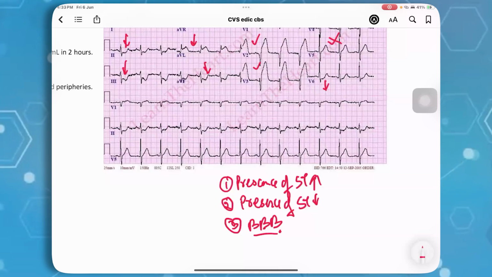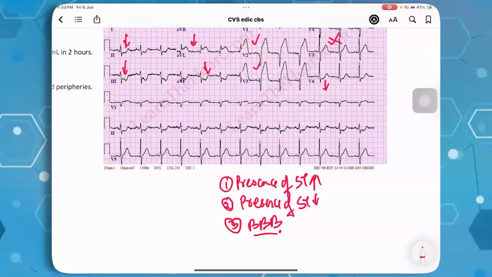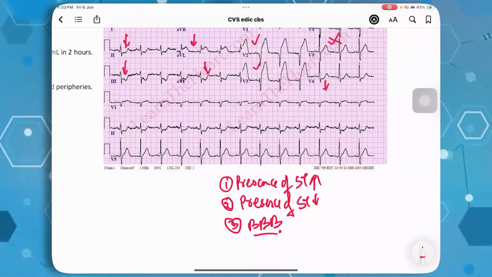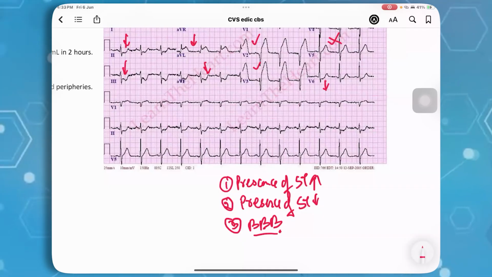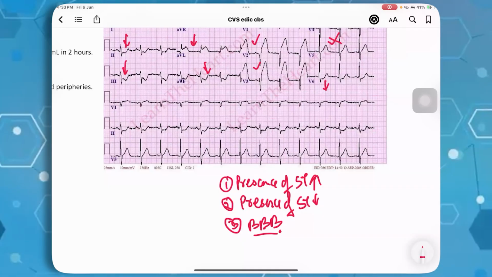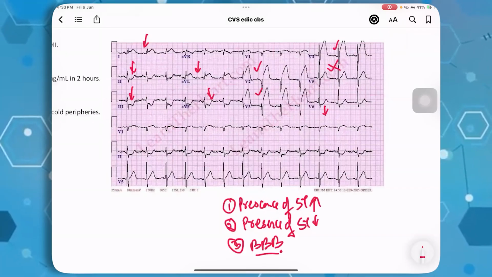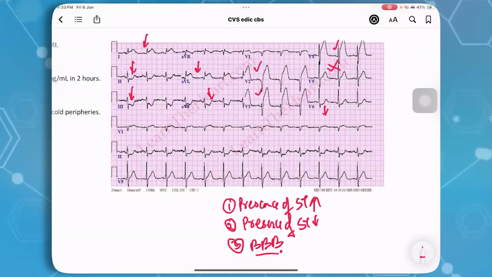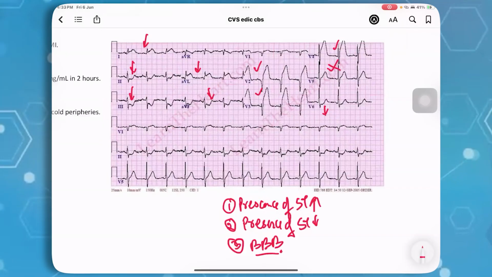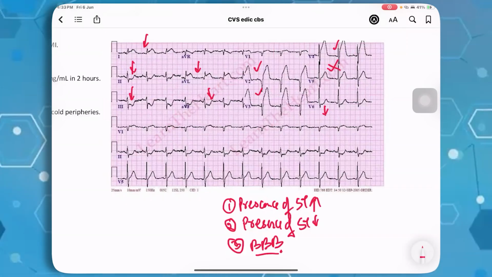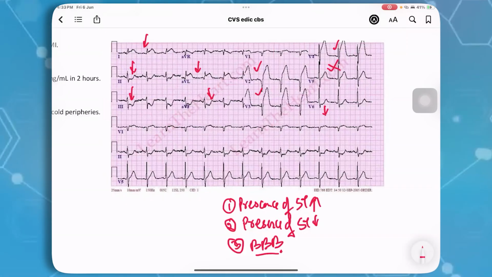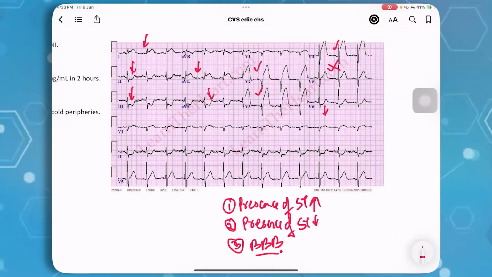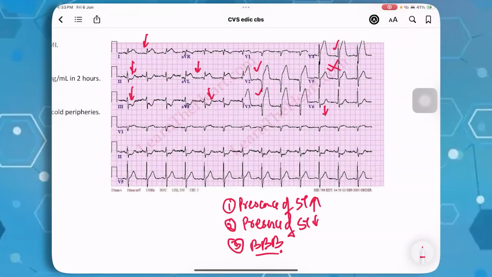So if ST elevation is present and ST depression is also present, then you should count the ST elevation first. So tell that there is an ST elevation in 1, aVL and V2 to V4, along with reciprocal ST depression in lead 2, 3, aVF and V6, without any significant bundle branch block. This goes in favor of anterior wall STEMI. Now, this patient has anterior wall STEMI.